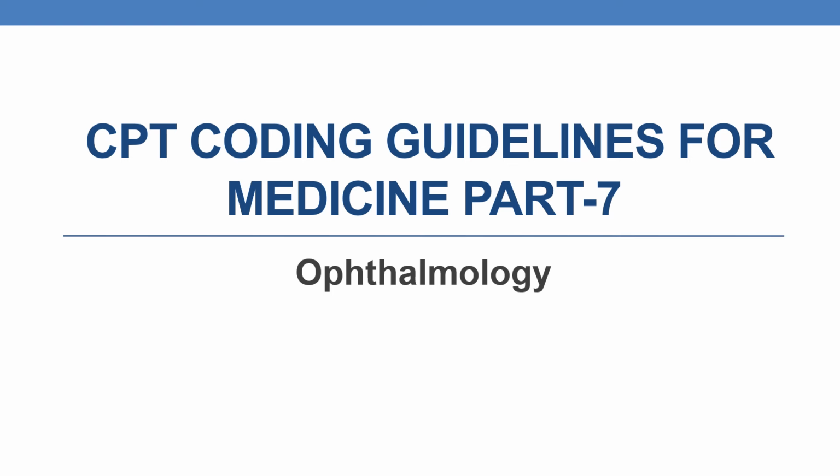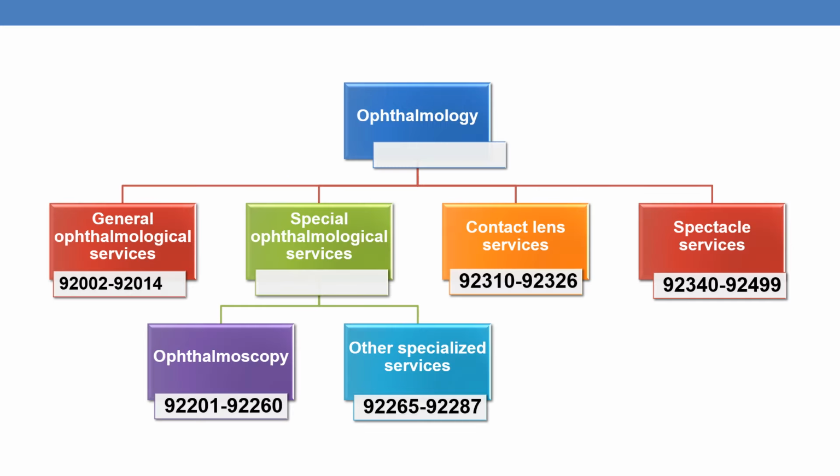Hello everyone, now let us discuss CPT coding guidelines for medicine part 7. In the current session, we will be discussing ophthalmology. Now coming to the various sections in ophthalmology, it is divided into general ophthalmological services, special ophthalmological services, contact lens services, and spectacle services. The special ophthalmological services are again divided into ophthalmoscopy and other specialized services. The respective CPTs are given under these headings.